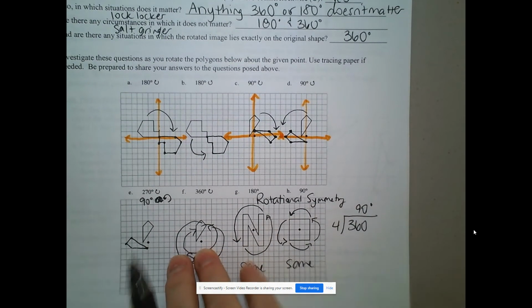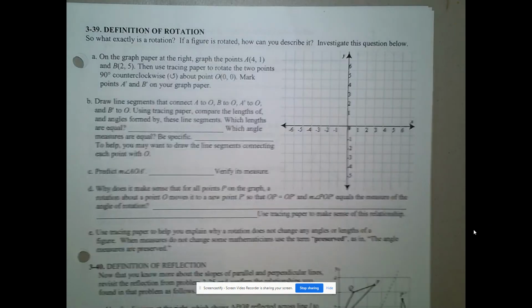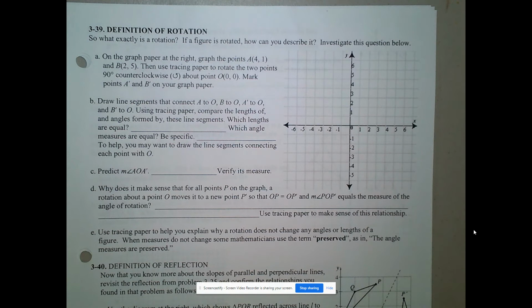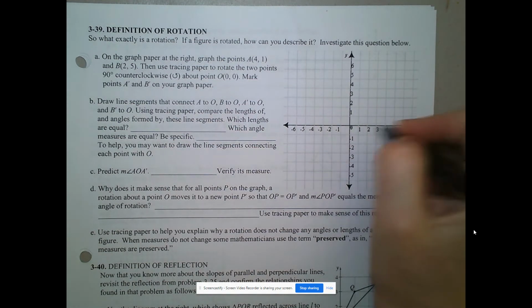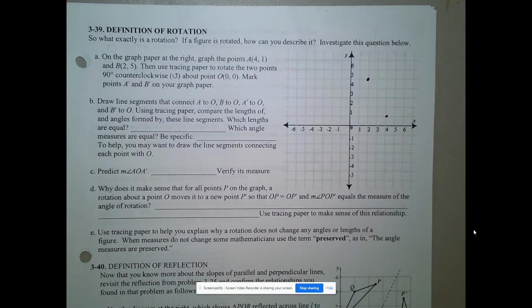All right, so the next page, definition of rotation. So what exactly is a rotation? If a figure is rotated, how can you describe it? On graph paper to the right, graph the points 4, 1, and 2, 5. Then use tracing paper to rotate the 2 points 90 degrees counterclockwise about the point 0, 0. Mark points A prime and B prime on the graph paper.